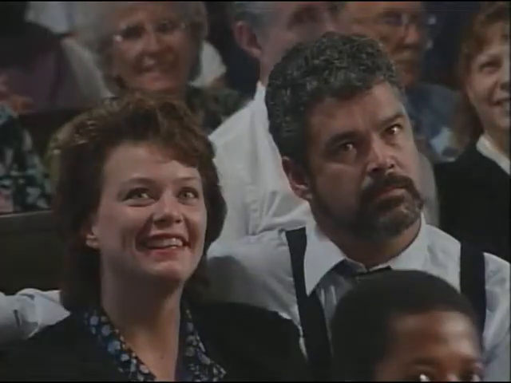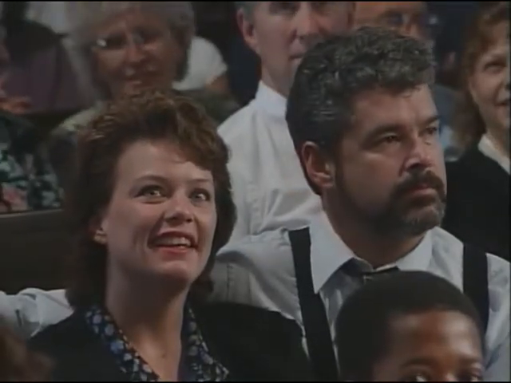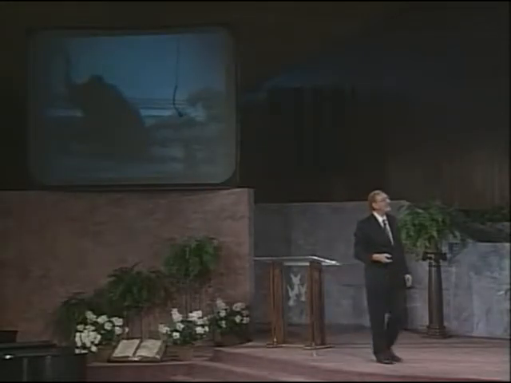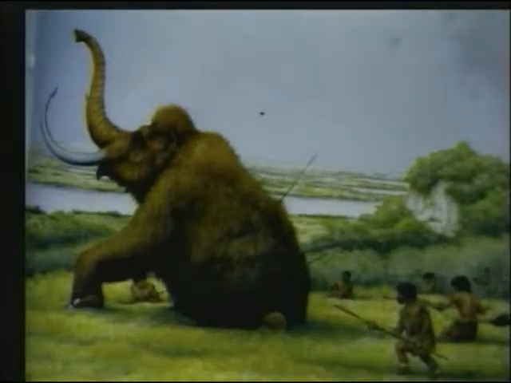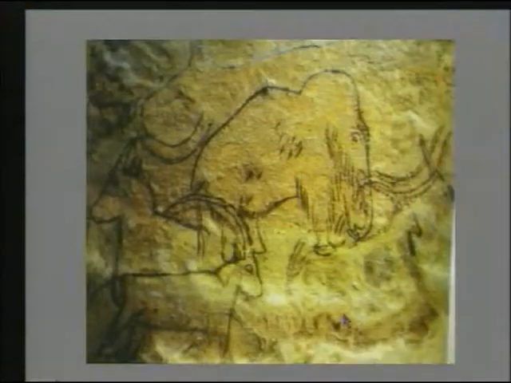Oops. Recalculate. So they have them living closer to the dawn of man, which they put at how many million years ago? At about 2.5 million years ago. And so they have man down there at the bottom with his spear hunting the woolly mammoth. If you go to the caves of the world, if you go to France, what is that on the cave wall? That's a woolly mammoth.